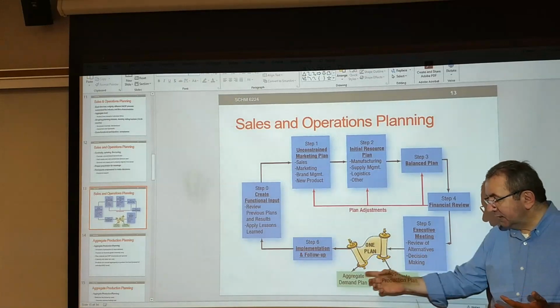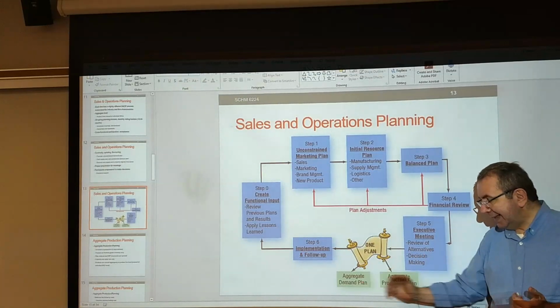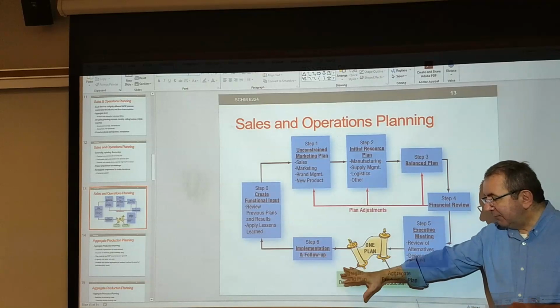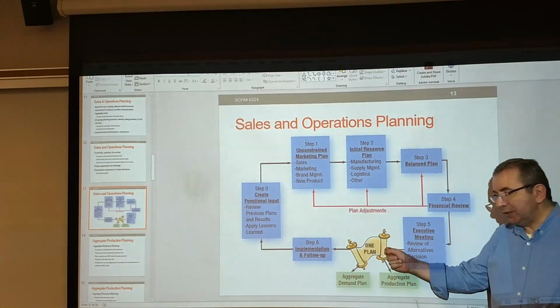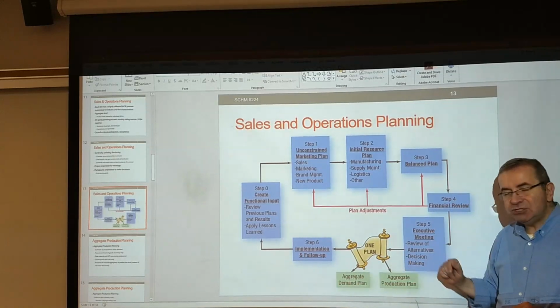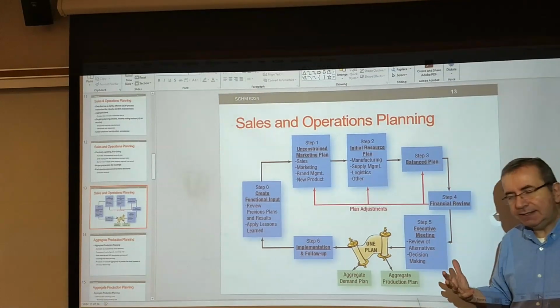And production and sales or marketing, they have their own plans. This is what marketing needs to do to achieve this. This is what production needs to do to achieve this.